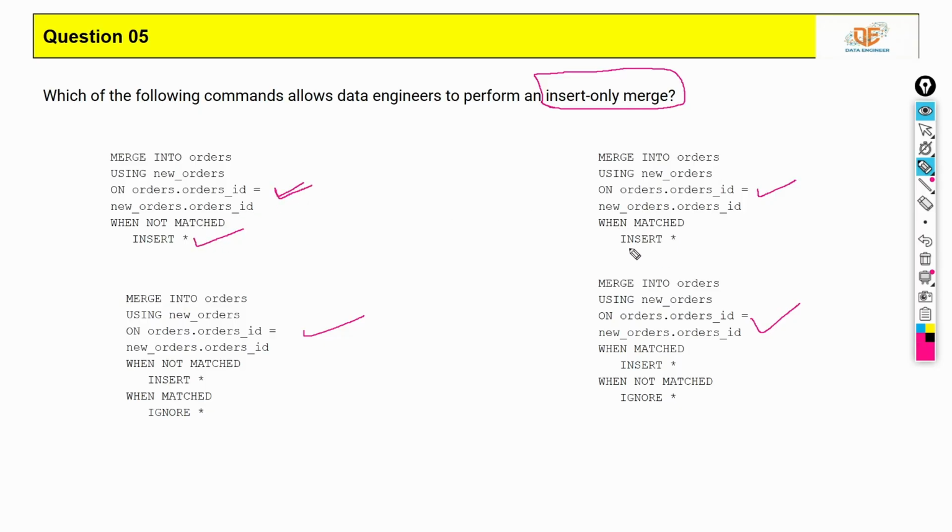If matched, then insert not true. If not matched, then insert. When matched, then ignore. No need to write this down as ignore; that is not present over here. If not matched, just insert. If it is matched, it will automatically ignore, so no need to write this statement particularly. So the option is A.